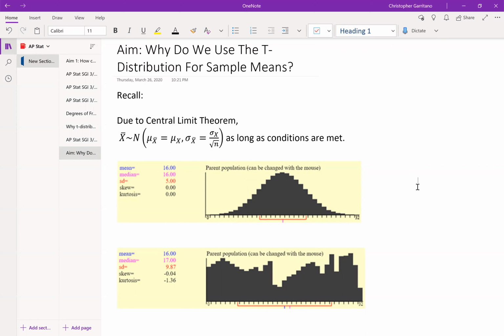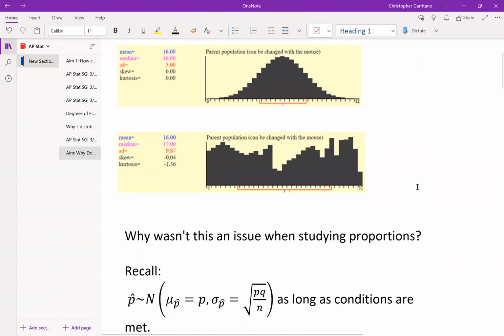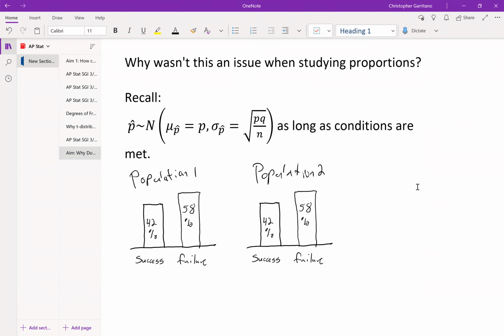But first, you might be thinking, why wasn't this an issue when we were studying proportions? So recall that proportions, p hats, were distributed normally. The mean of the p hat distribution was equal to the parent population proportion p, and the standard deviation of p hats, or the standard error, was equal to radical pq over n. And of course, as long as the conditions are met.